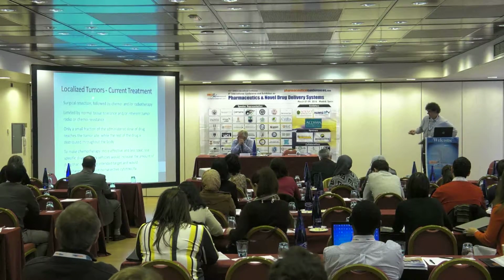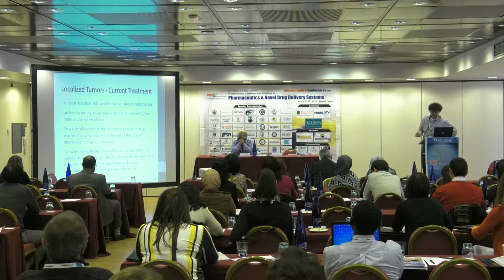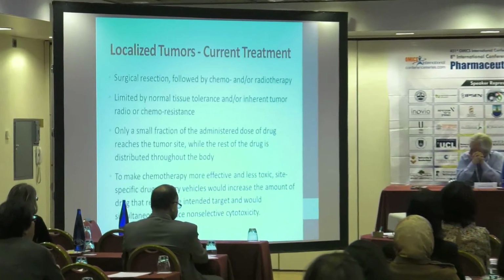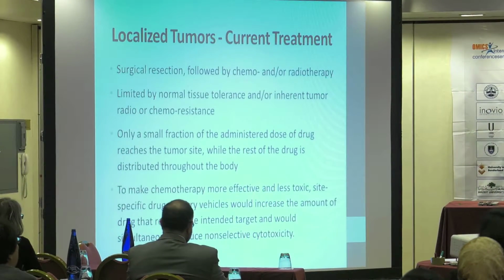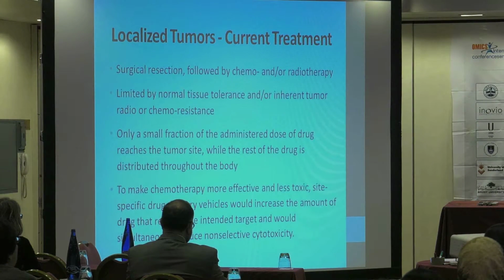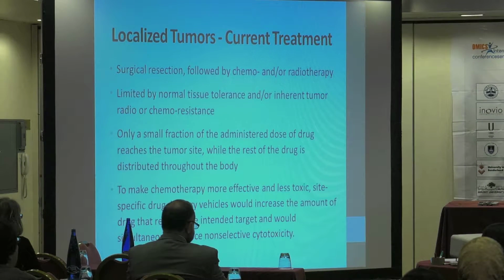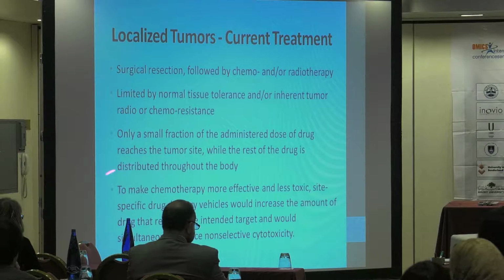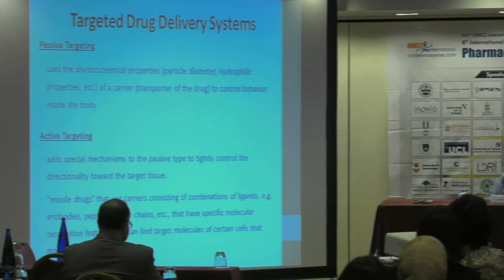So first of all, it's localized tumors. Basically, the current treatment is a surgical resection, followed by chemo and radiotherapy. Usually that's limited by normal tissue tolerance, and also there's chemo resistance and radio resistance. The main thing with conventional chemo is that only a small fraction of the drug reaches the tumor target. The rest of it is distributed through the body, and only a few percent comes to the tumor, which is actually trying to reduce and shrink the tumor. So our long-term goal is basically to make chemotherapy more specific and less toxic. So we are trying to use this system to deliver drugs specifically to the tumor site, and now I'm going to show you how that is done.